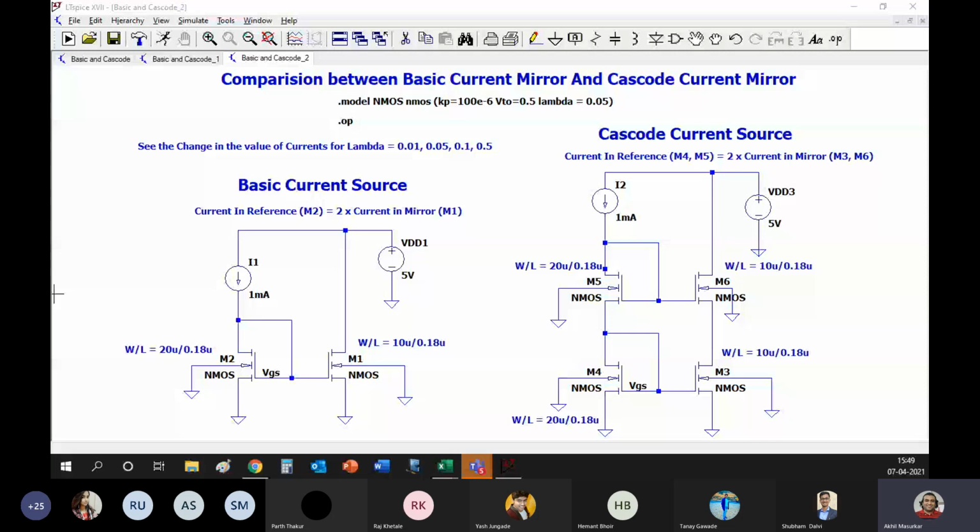Okay, so this question was tricky. Okay, Parth, you can mute yourself. So this last question was very important. That is, if you want high voltage swings, then you have to go for basic current source. You cannot use cascode current source. The reason for that is that the voltage headroom in case of cascode current source is less, and in case of basic current source it is more.